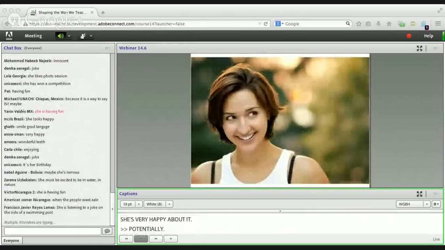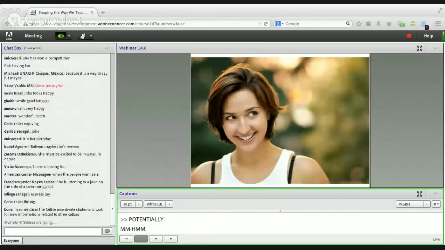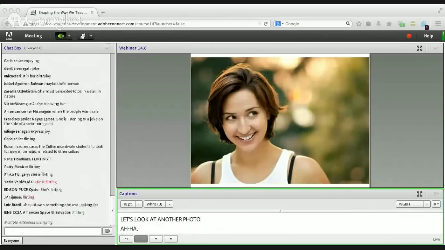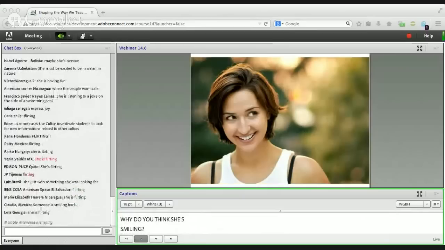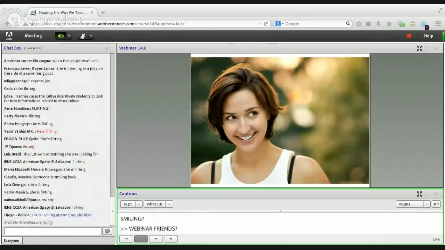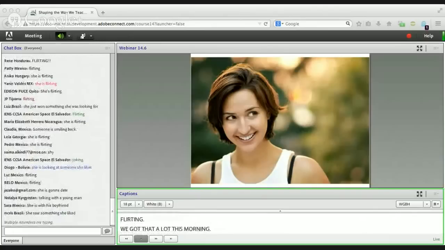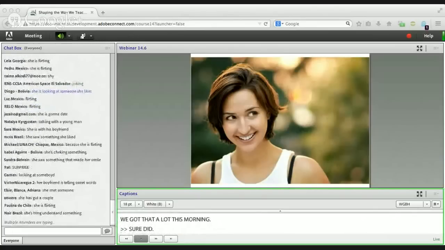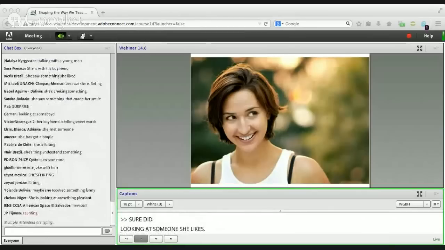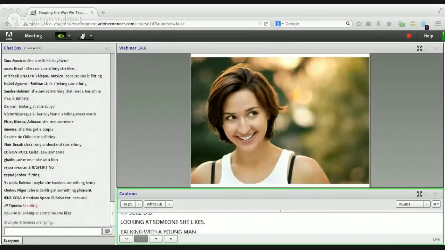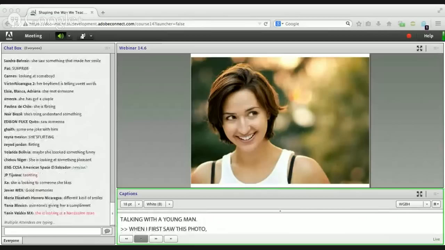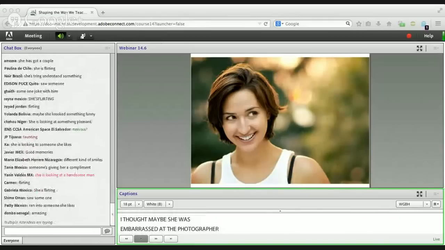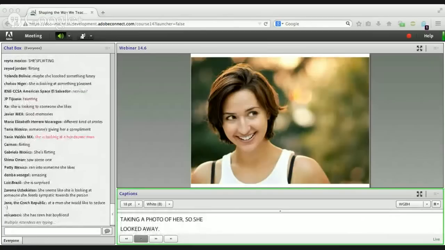So why do you think she's smiling? Webinar friends, tell us, why is she smiling? Flirting. Got that a lot this morning. We sure did. Joking. Looking at someone she likes. Talking with a young man. When I first saw this photo, I thought maybe she was embarrassed at the photographer taking a photo of her. So she looked away. When I first saw it, I thought that she had a secret.